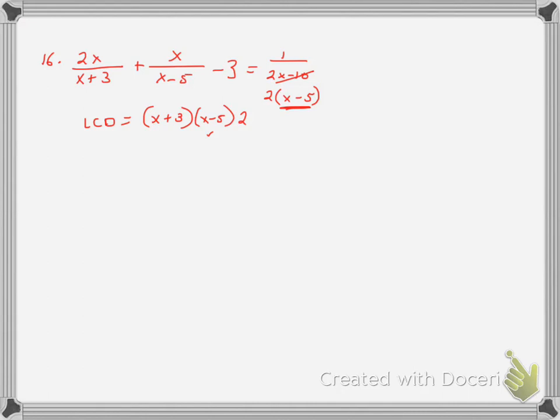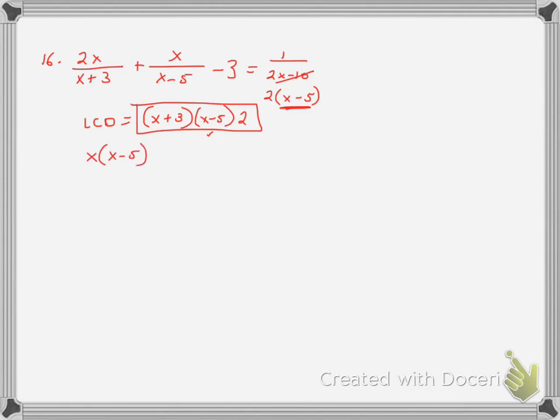So I'm going to take every term. How many terms do I have? I have 1, 2, 3 on the left side of the equation and 1 on the right side. So you're going to multiply this least common denominator by all 4 terms. Multiplying it by the first term, my 2's will cancel, and I'm going to get x times x minus 5.